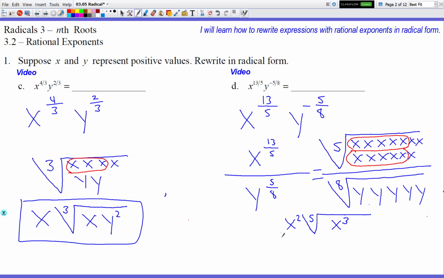Then it's x to the 3rd on the inside. And on the bottom of that, we have the 8th root radical of y to the 5th. And put all those 5 y's together and put y to the 5th. Okay, and there's your answer. All right, so moving on.